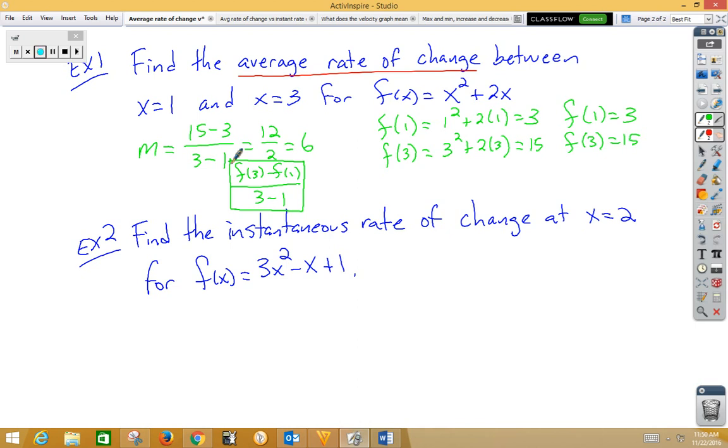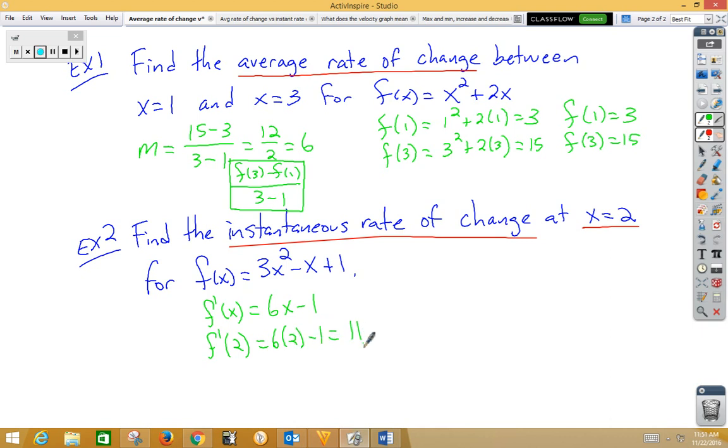Example 2, find the instantaneous rate of change. So notice the difference. At x is 2, notice a single point instead of 2 points. Well, that means we need to find the derivative. So f prime of x is equal to 6x minus 1. Now we need to plug in, so f prime of 2 would be 6 times 2 minus 1, which would be 11. And that would be the slope of our tangent line, or our instantaneous rate of change.